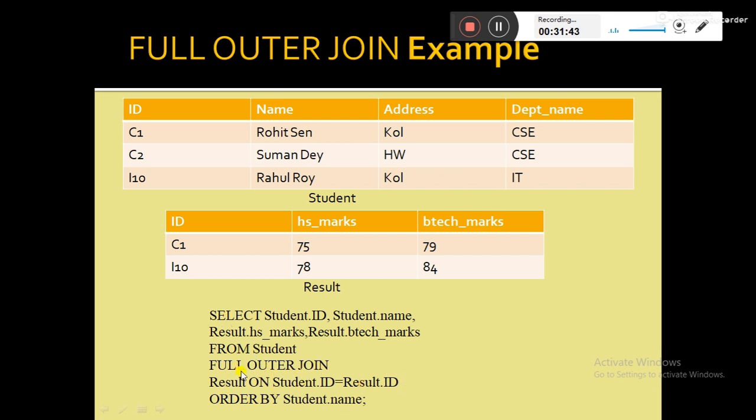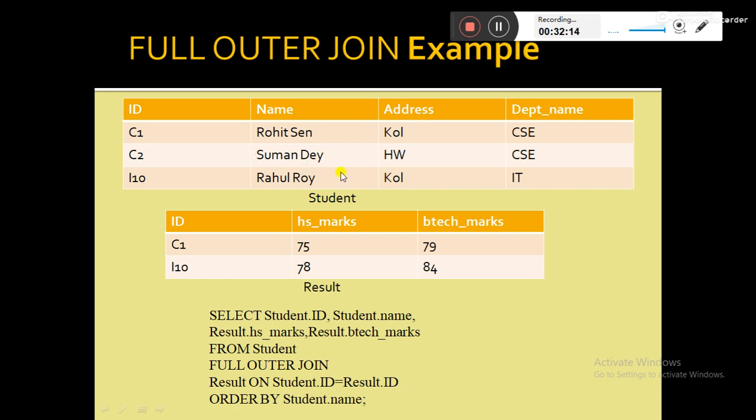Then what happens in case of full outer join? All the records from student, all the records from result will be selected. If the corresponding record of student is not present in result, then the corresponding attributes of result relation will be padded with null. Similarly, if the corresponding record of result is not present in the student record, then the attributes against the student record are padded with null.